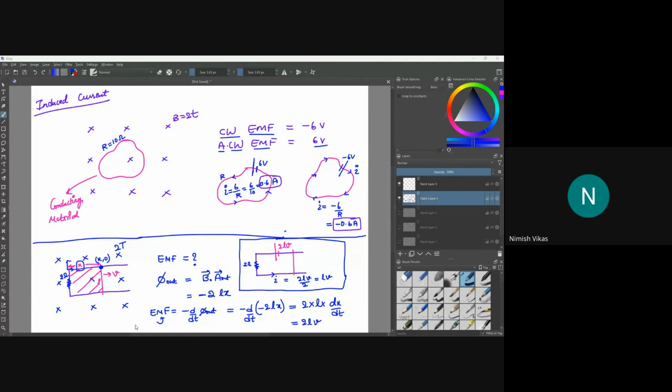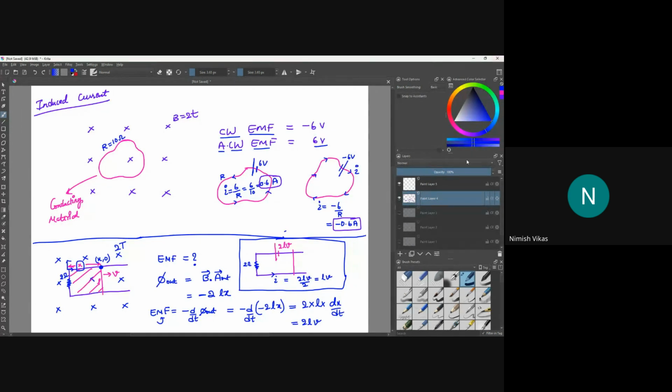Any questions? So can you explain the question again? You understood how I calculated flux, outward flux? That turned out to be minus 2 into L into X. So that is clear, is it? So apply Faraday's law. According to Faraday, anti-clockwise EMF is minus d by dt of phi out. So you just differentiate minus 2Lx, and eventually you'll get 2 into L into dx by dt. And dx by dt, rate of change of position, is nothing but velocity v. Okay, thank you. All right. Any other questions, guys?